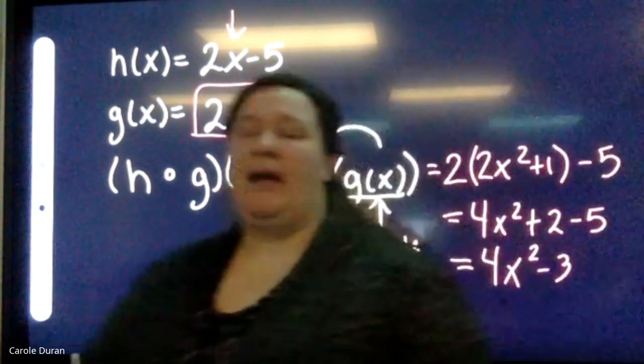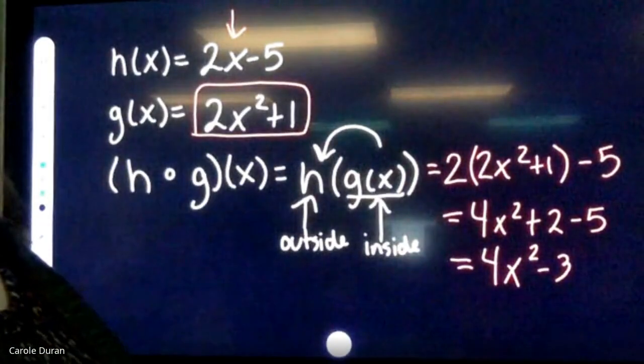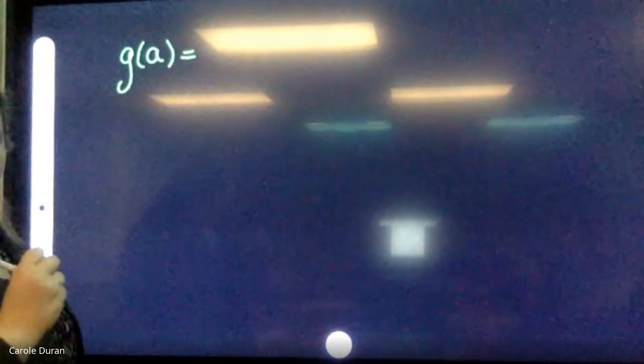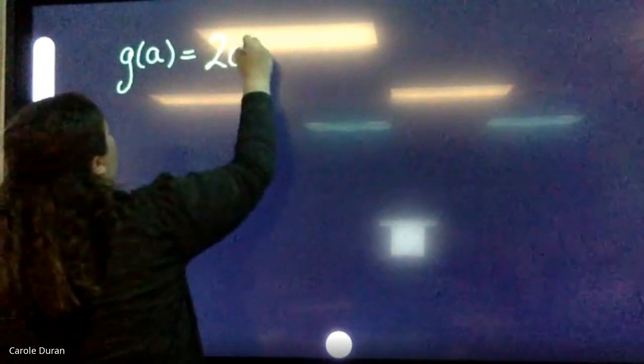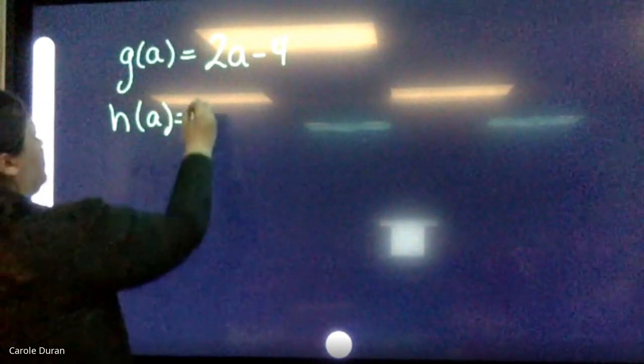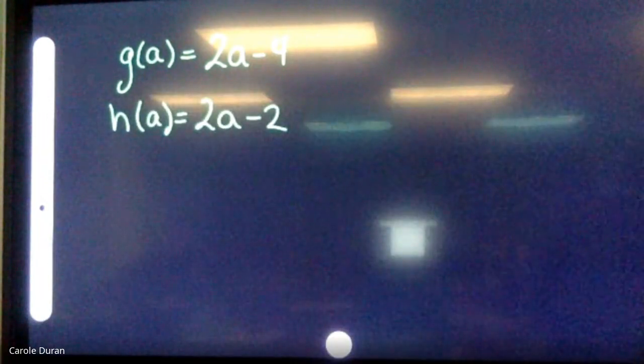So the next example I would like to do, my first function is g of a, and it is 2a minus 4. My second function is h of a, and it is equal to 2a minus 2. So the only difference here is that instead of having a variable x, I have a variable a.